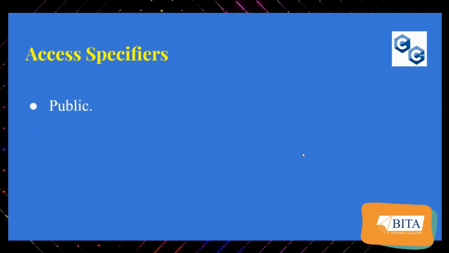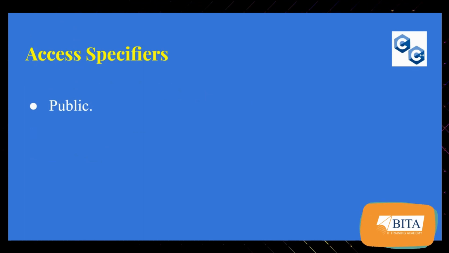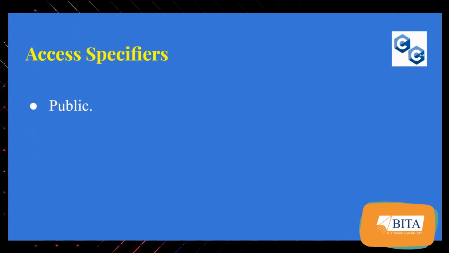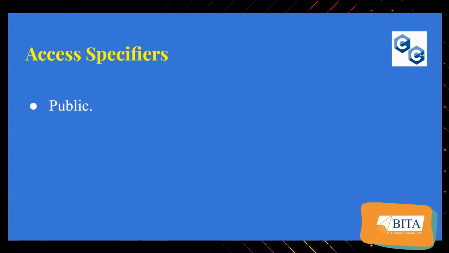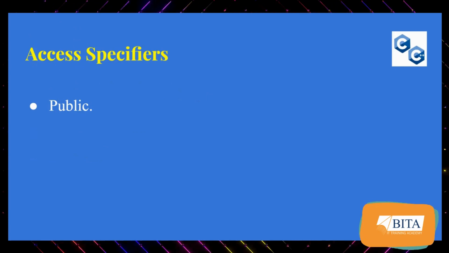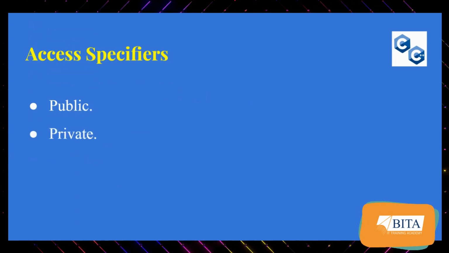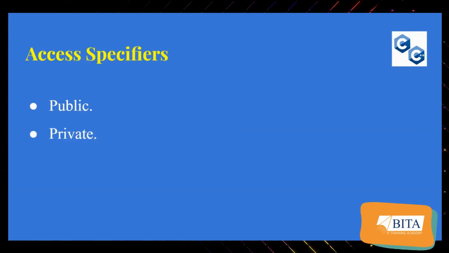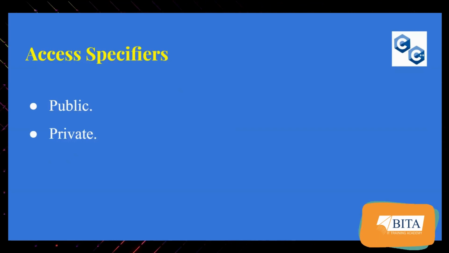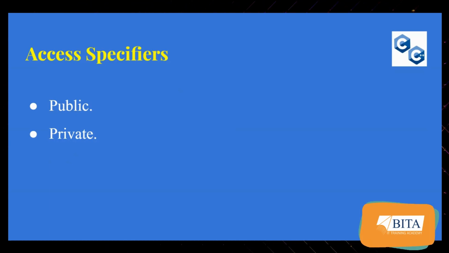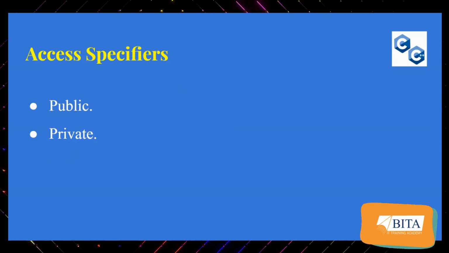First one is public. In case of public, the members and functions that are declared as public can be accessed by other classes and functions also. So they are accessed anywhere using the dot operator. Next comes private. These private member functions or variables are accessed only by the functions inside the class, and sometimes a friend function can also be used to access these items.